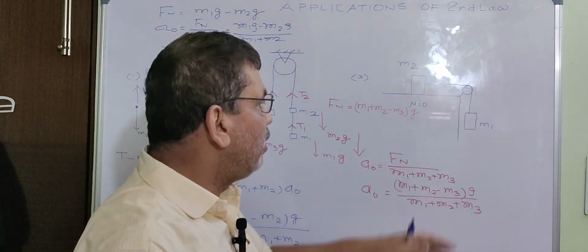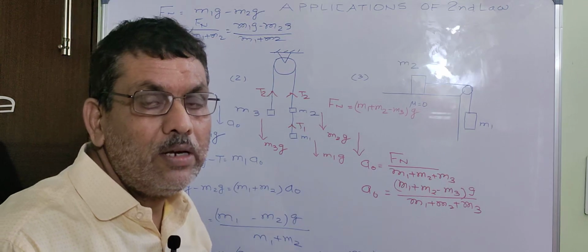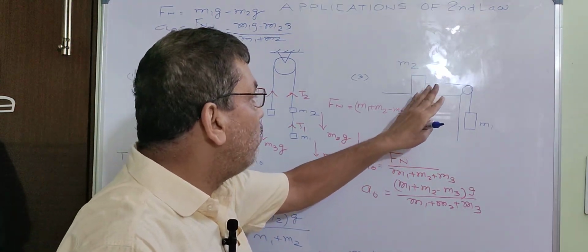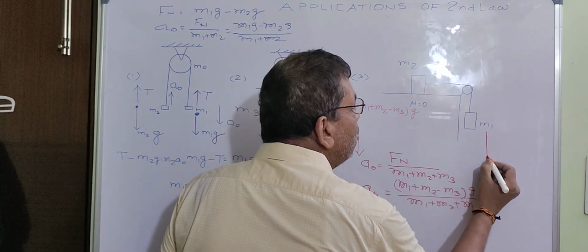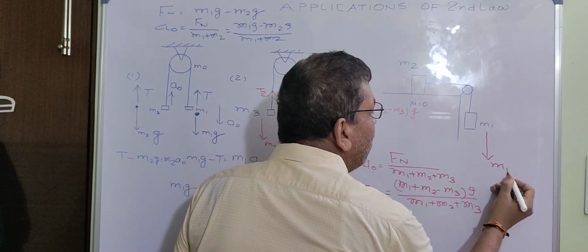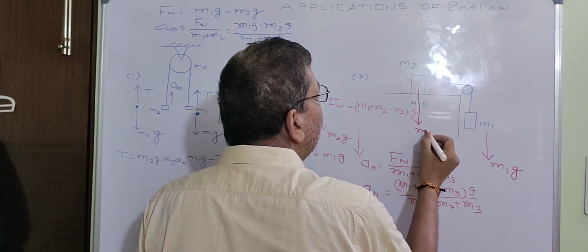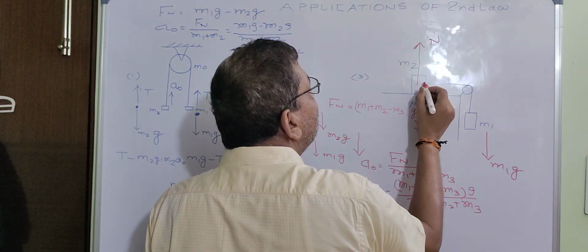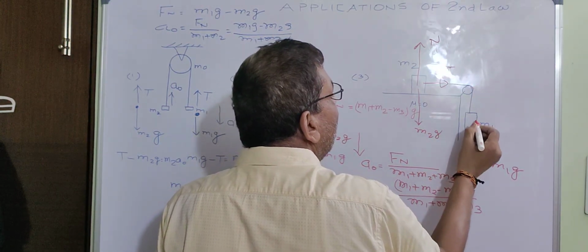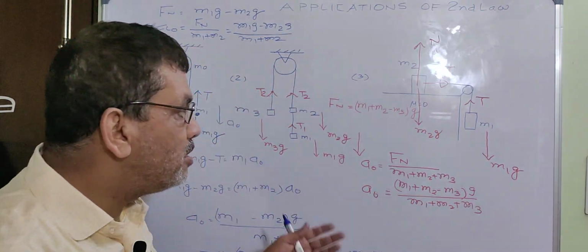Now here, in case 3, what is the net force giving the acceleration in the third system? In the third system, the net force is only M1g. You see, M1g. And this M2g is acting on the table, so this will be balanced by the normal reaction. Tension T will be acting here, and friction is 0, so the friction force will be 0. This will be the situation.